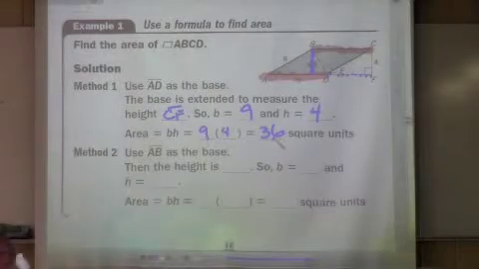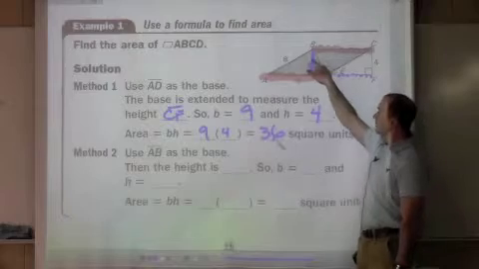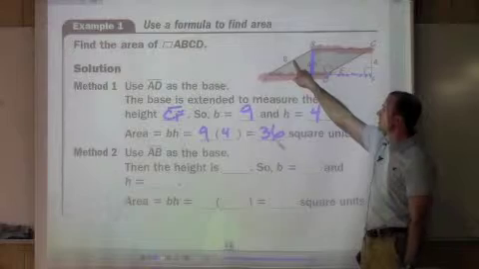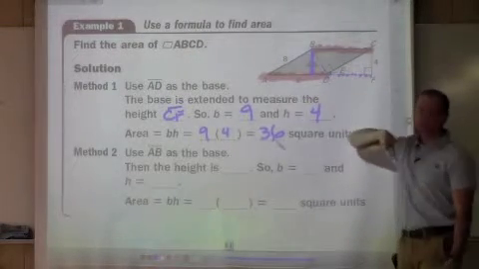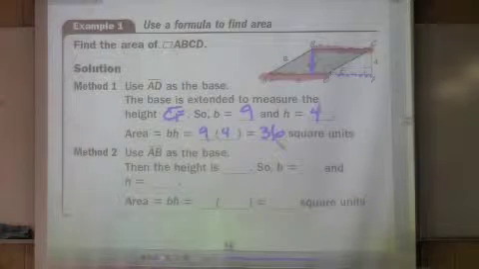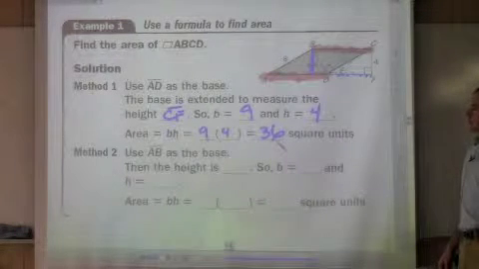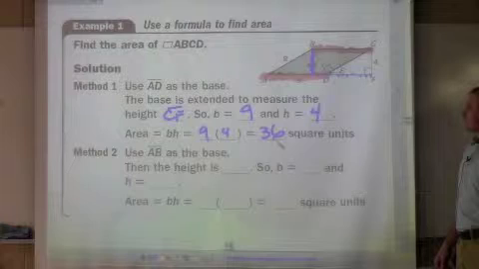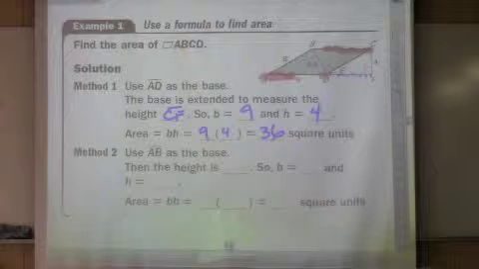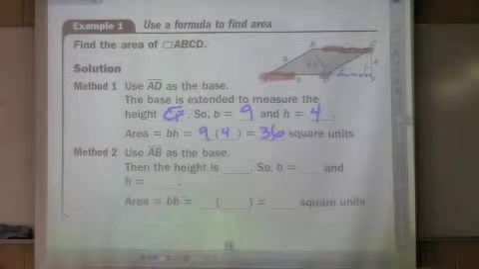Now if somebody else came along and used this base right here and this base, without measuring, could somebody tell me what the distance is from this base to this base? Logan? 4.5. How'd you get that? Because segment BD is like a height for AB and CD. Yeah, they showed it right here, right? It's harder to visualize when it's drawn diagonal.